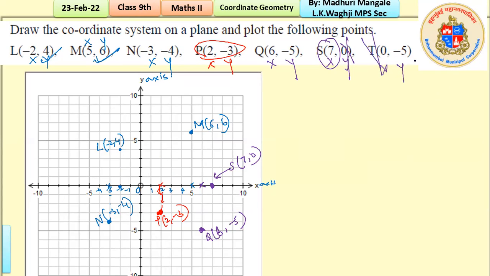And then we have the point T, 0 comma -5, x is 0 and y is -5. Forget about x, y is -5. So place the point on the y-axis at y equals to -5. So y is at -5, this point, and of course we need to label it. So T 0 comma -5, that way. So that's about graphing or plotting the points. All right, let's continue.